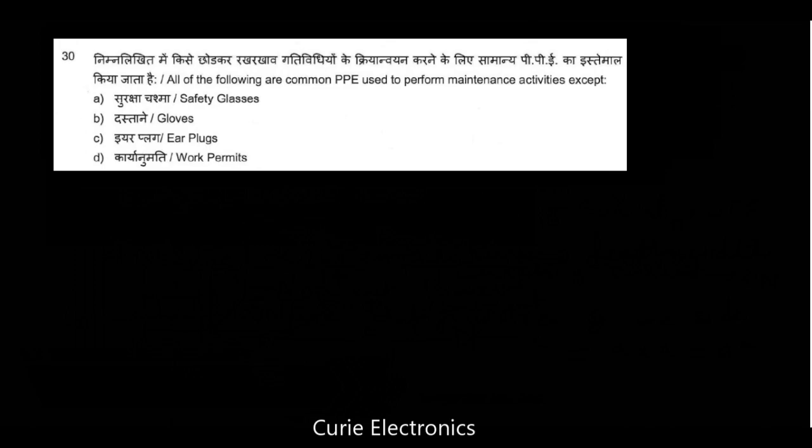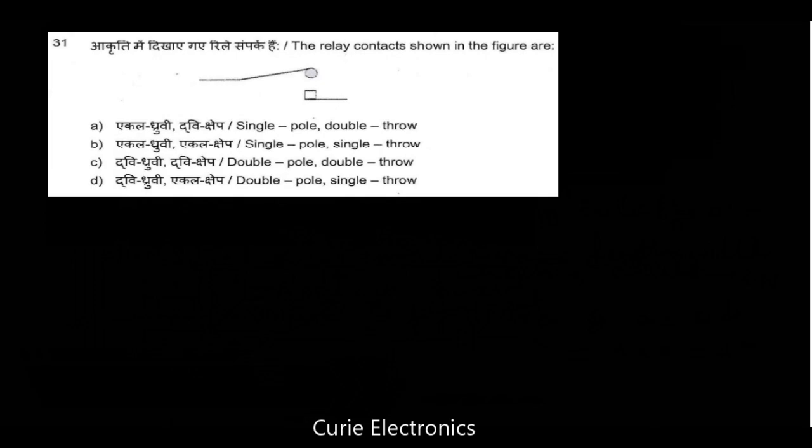All of the following are common PPE, personal protective equipment, used to perform maintenance activities, except. Safety glasses protect our eyes, gloves protect hands, and earplugs protect from sound. That is your work permit. This is the odd one out. A work permit is a document which allows you to work in a country if you are not a citizen.